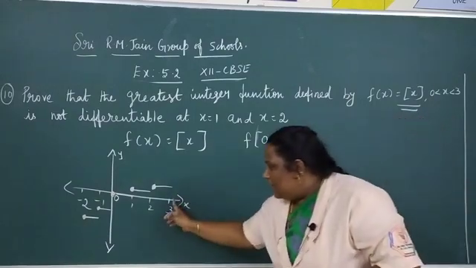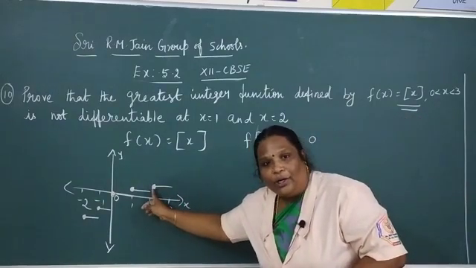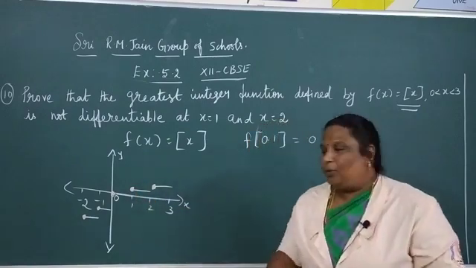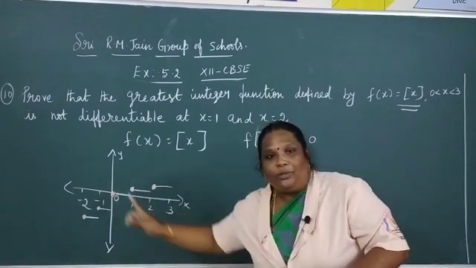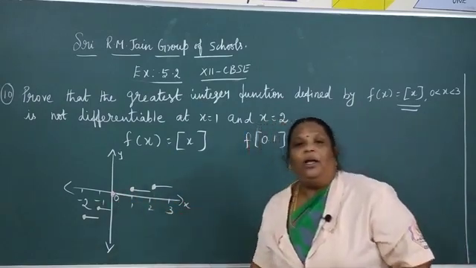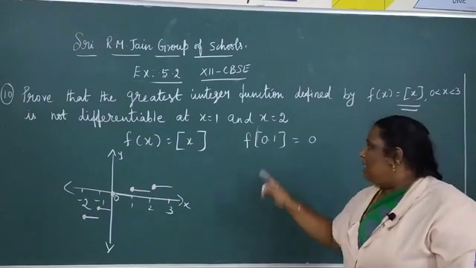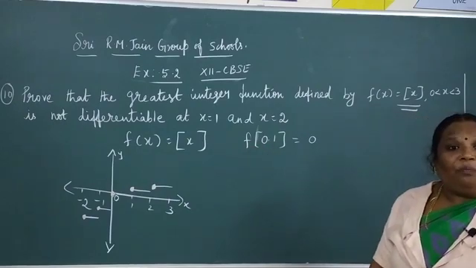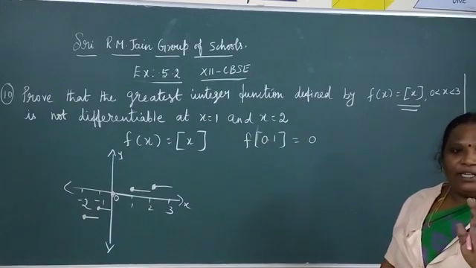That is 3 to 2. What is the answer you are going to write? 2. 2 to 1, in between any values, you will write 1. 1 to 0, in between any values, you will write 0. See here, f of 0.1, you write the answer 0. That is the greatest integer.